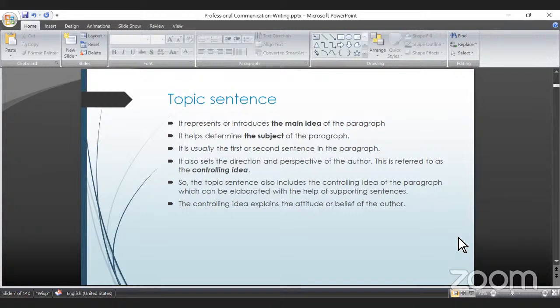Then you see another thing, the controlling idea. What is a controlling idea? This controlling idea usually follows the topic, and this is the one which sets the direction. I'll show you an example of that in the next slide so you'll understand it better. But for the time being, please keep in mind, topic sentence has both the topic and the controlling idea. Topic tells you what the topic is, obviously, and controlling idea sets the direction or the perspective in which the paragraph is going to be developed further. Okay. Right. So controlling idea sets the perspective, or it also tells you about the attitude or belief of the author, right? That is the task.